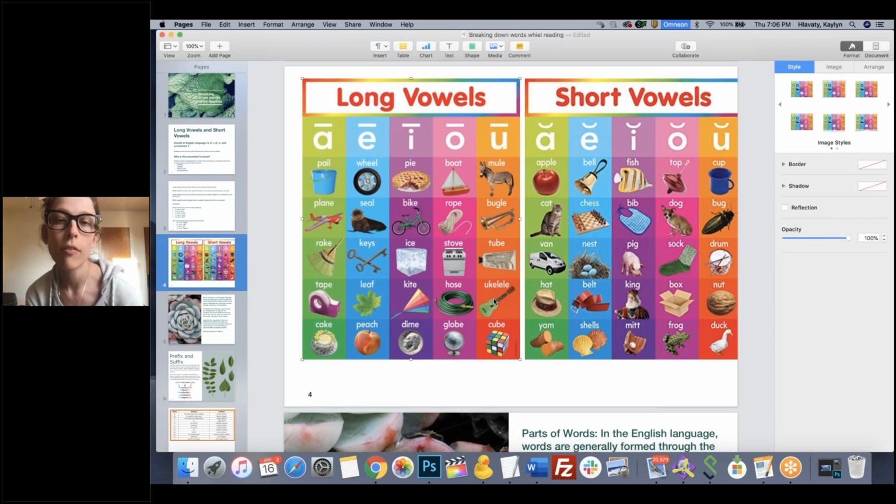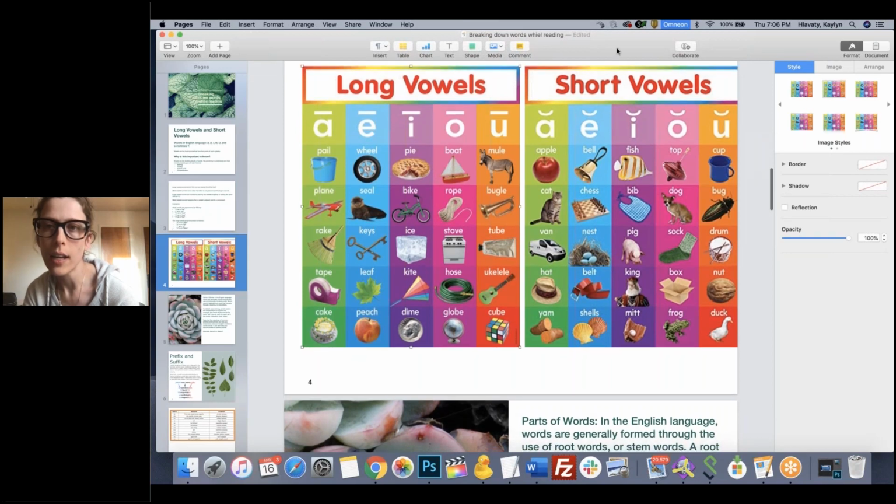So we're gonna first start with the A. It's gonna be apple. When there's a vowel before a consonant, it will usually have a short vowel A sound: apple, cat, van, hat, yam. For short E, it'd be bell, chess, nest, belt, and shells. And so on over here.